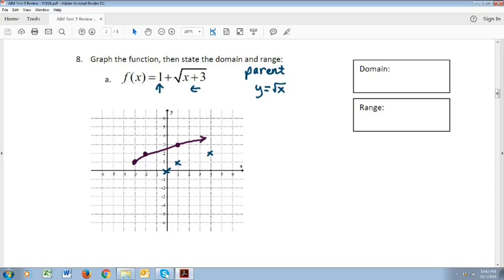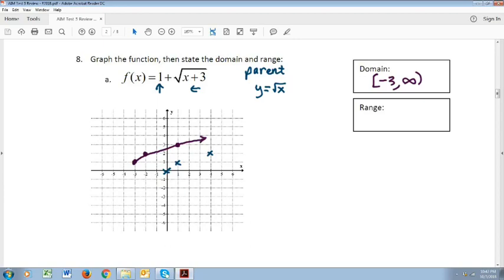So from left to right, that's how we measure domain, and we look along the x-axis. So at our leftmost point, x is negative 3. And at our rightmost point, well, there is no rightmost point. This graph goes forever right. So we say it goes to infinity. The domain does.